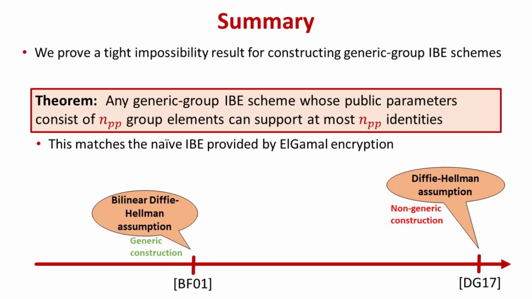Okay, so that's all for this short presentation. We prove a tight impossibility result for constructing generic group IBE schemes. Our main theorem states that any such scheme whose public parameters consist of NPP group elements may support at most NPP identities, and this matches the naive IBE scheme provided, for example, by NPP independent instances of ElGamal encryption.